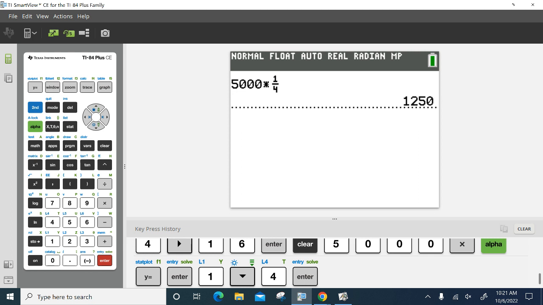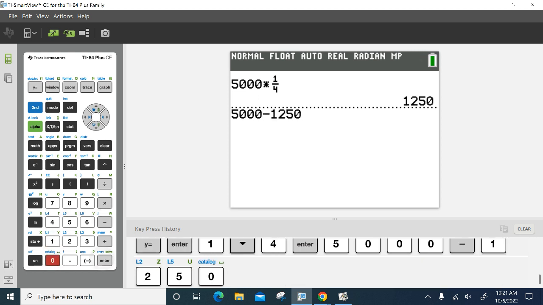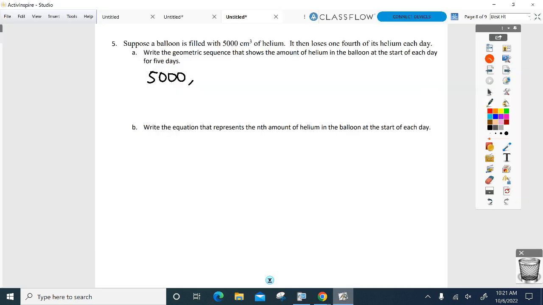That's not my second term, though. It's not ready. That 1250 is the amount I lose. My sequence represents the amount that's left. So what do I need to do with the 1250? 5,000 minus 1250. Here's how much helium's left. 3,750. So there's term 2. Going too fast, all right? The sequence represents how much is left. All right, let's keep going.